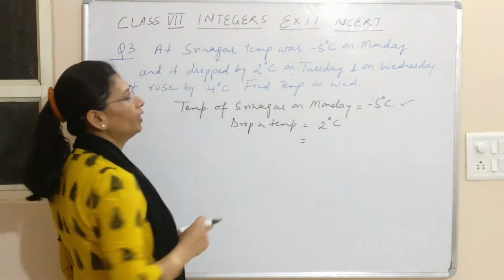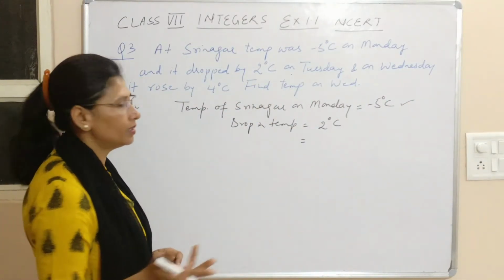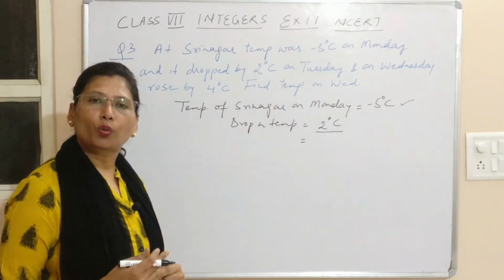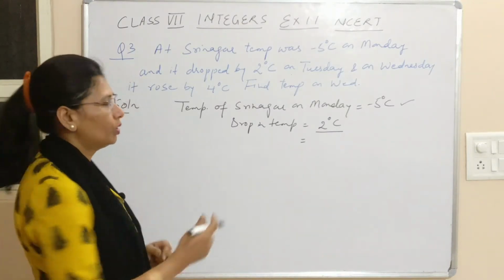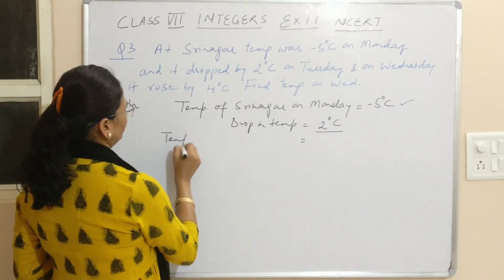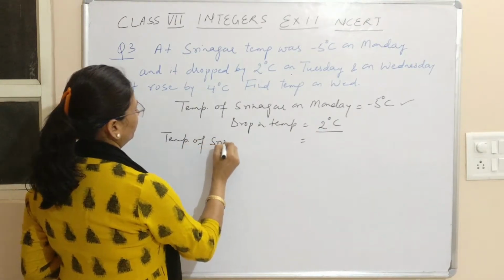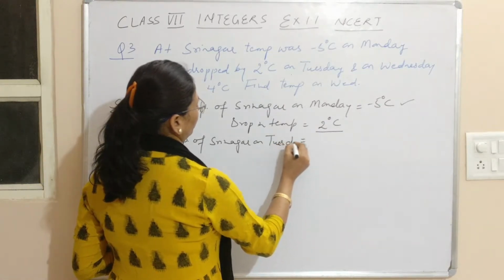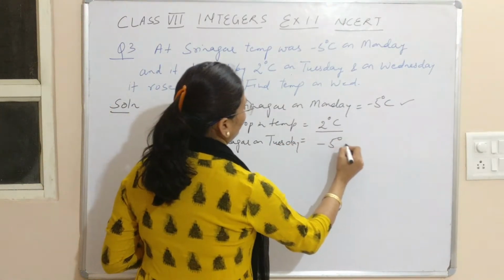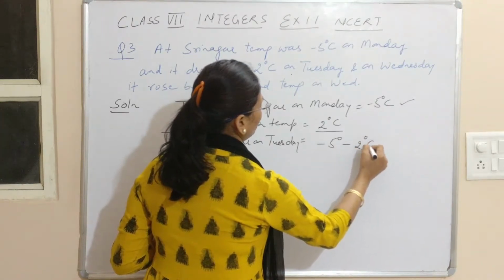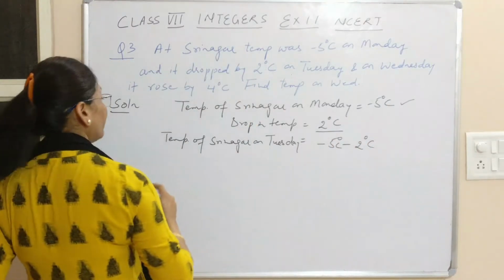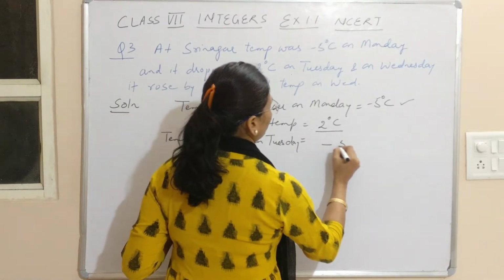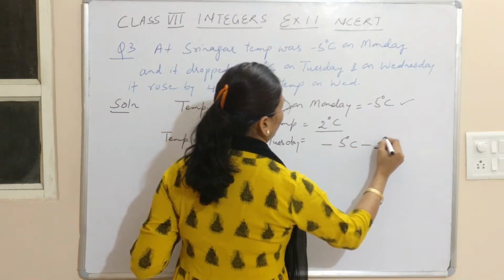So, the temperature of Srinagar on Monday is minus 5 degrees Celsius. The drop in temperature is 2 degrees Celsius. So, we'll find out the temperature on Tuesday. The temperature of Srinagar on Tuesday is going to be minus 5 because it's a drop, so here we'll write minus 2. This is minus 5 degrees Celsius, a drop of 2 degrees Celsius.